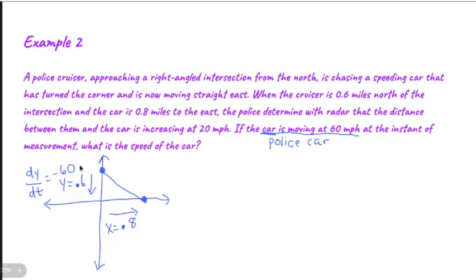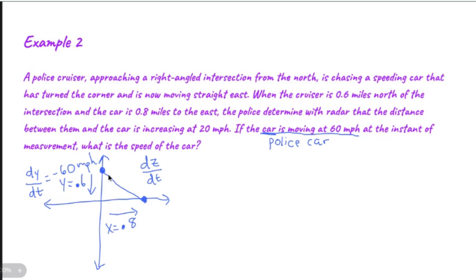Remember that velocity has positive and negative values based on whether it's moving away or towards something. If it's moving away, the velocity would be positive. If it's moving towards, then the value would be negative. So this would be negative 60 miles per hour. Now, the car speed is increasing at 20 miles per hour. That's not dx/dt. That would be this side, which we could call dz/dt.